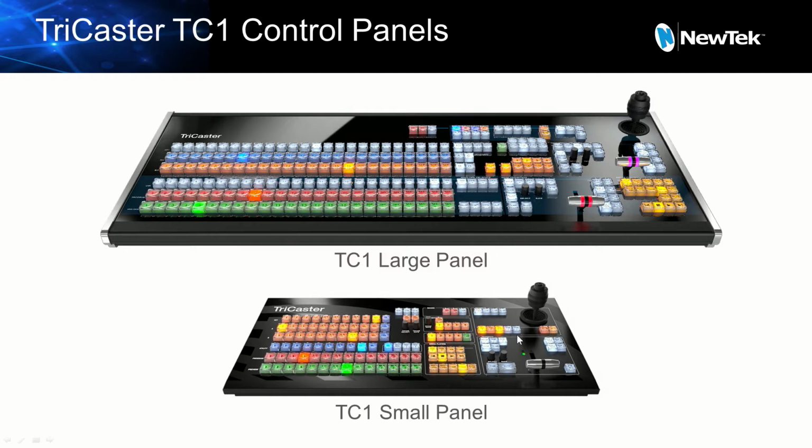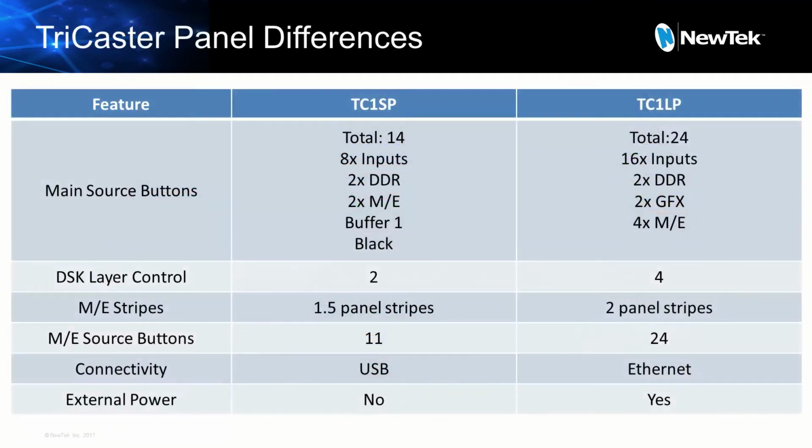Whereas on the small panel, with the 1 control area here, I can choose whether this controls the main switcher bus or an ME, but it has to be moved back and forth between the 2. So I don't really get that fully independent control. It's kind of more like one or the other, depending on what I need. So again, depending upon their workflow, that may or may not affect them, but the large panel gives you the full 2-stripe control.